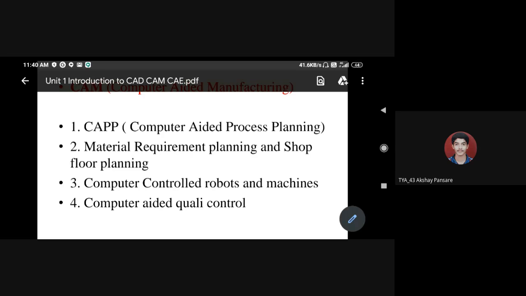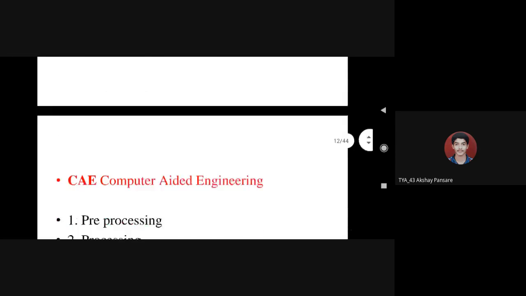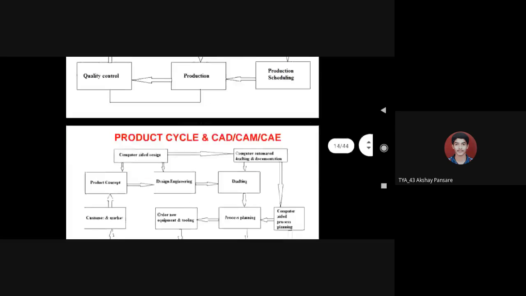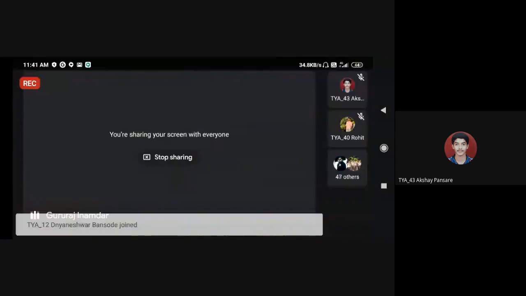For that purpose, different quality control and maintenance is required. In maintenance, if there is any additional feature or any failure, we can remove that failure also. Again, any change in that design, we can make that change also. Now these are the basic requirements for CAD/CAM/CAE. Now, product cycles. First of all, the basic product cycle. We will see the basic product cycle.